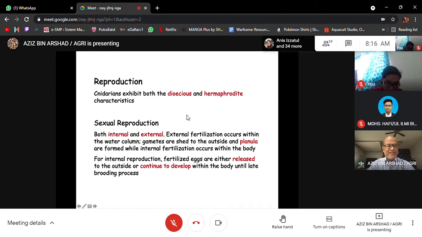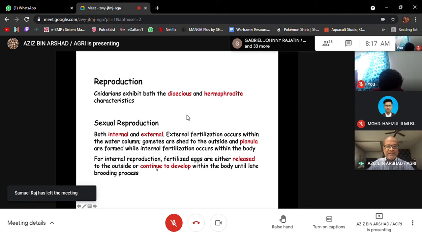External fertilization means that the gametes are released into the water column. They are shed outside, and when male and female gametes come together, an embryo will be formed. The embryo will turn into a planula. This also happens with internal fertilization. For internal reproduction, sometimes the process of brooding will take place until a certain time. Then only will the larva be released.